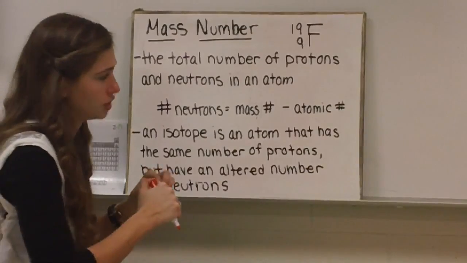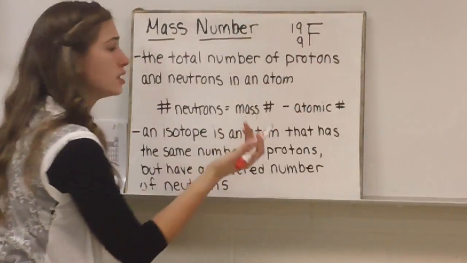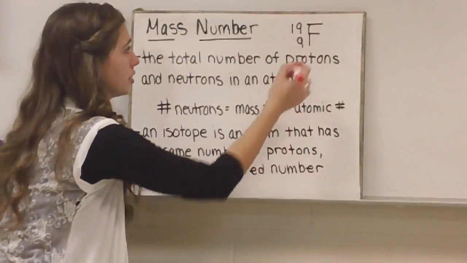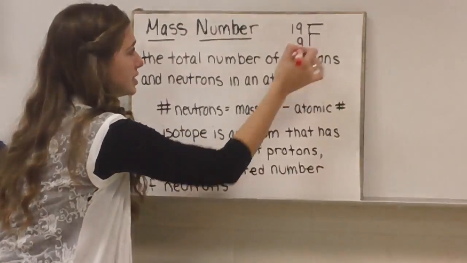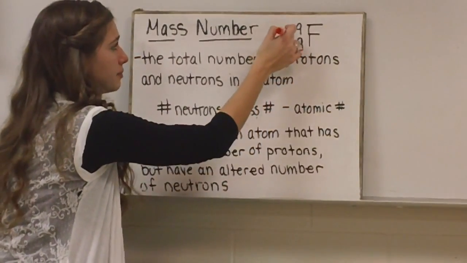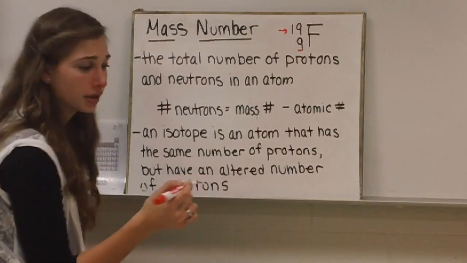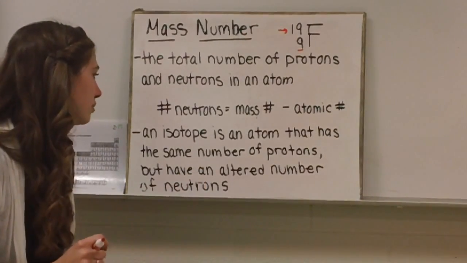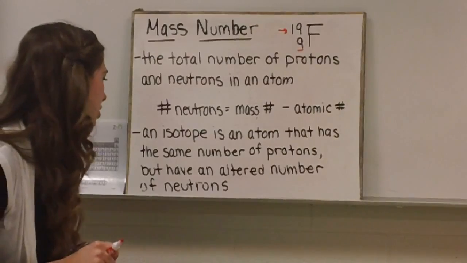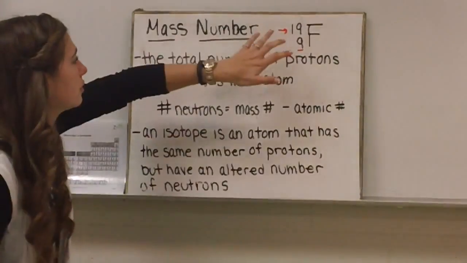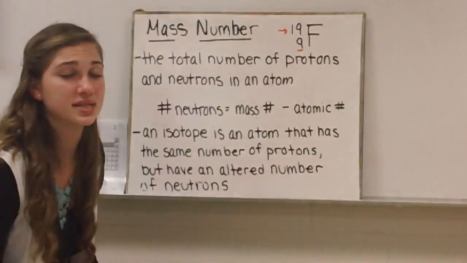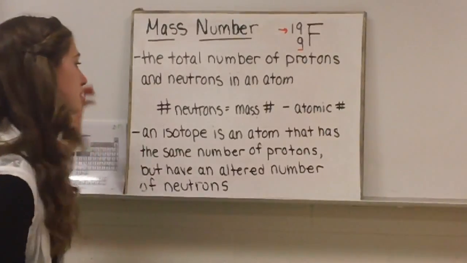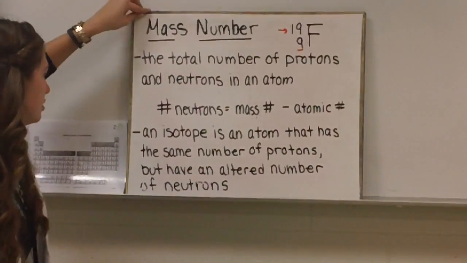So this is a shorthand that you're going to see often. The example that I used was fluorine. Our atomic number for fluorine is 9. The number on top, that's going to be our mass number. An isotope is an atom that has the same number of protons, but has an altered number of neutrons. So here, this doesn't always have to be 19. It depends on which type of isotope that atom has.